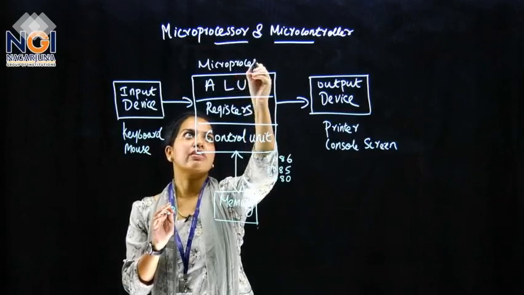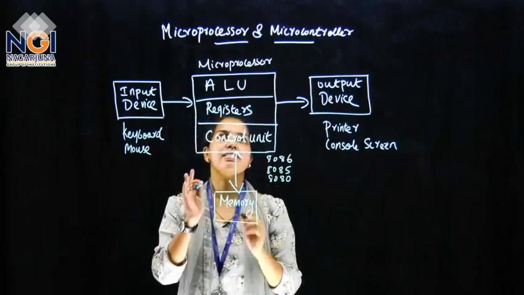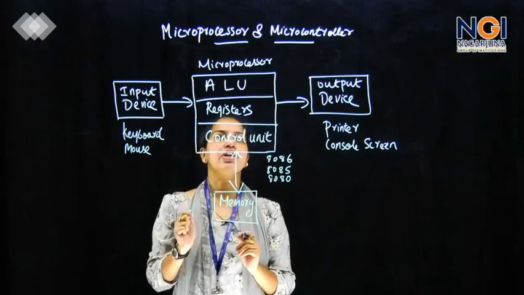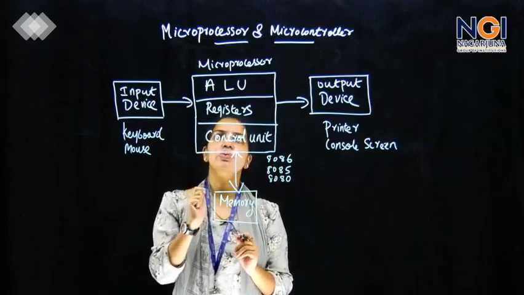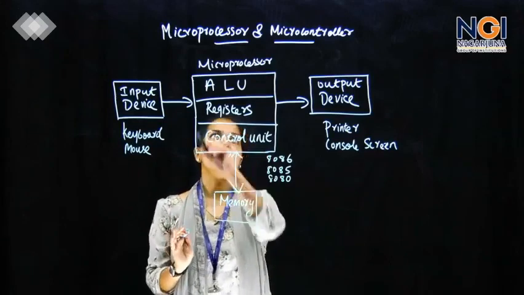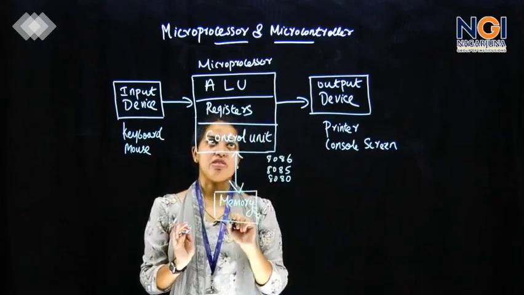A microprocessor is similar to a CPU. CPU means central processing unit. So what is it going to do? It is going to take the inputs, calculate and give the output. Similar to that is a microprocessor chip.